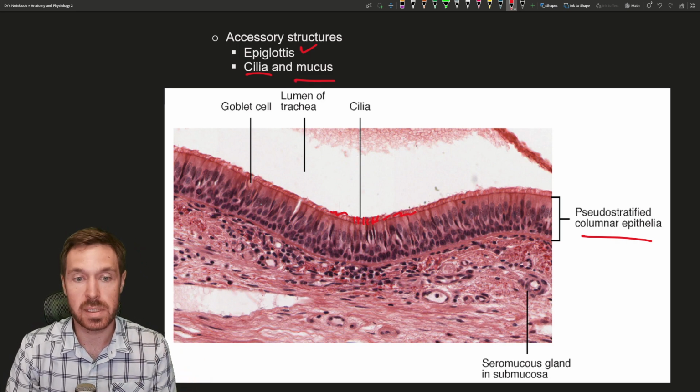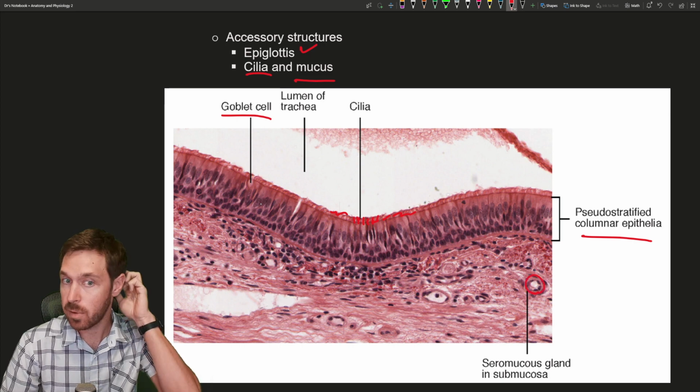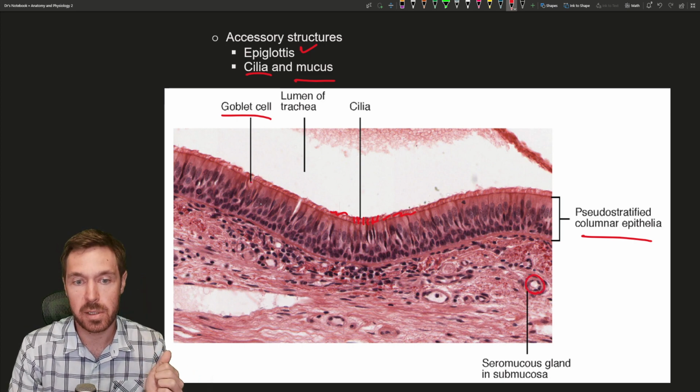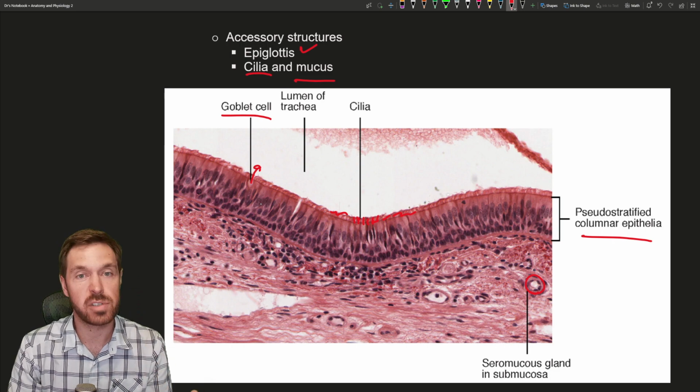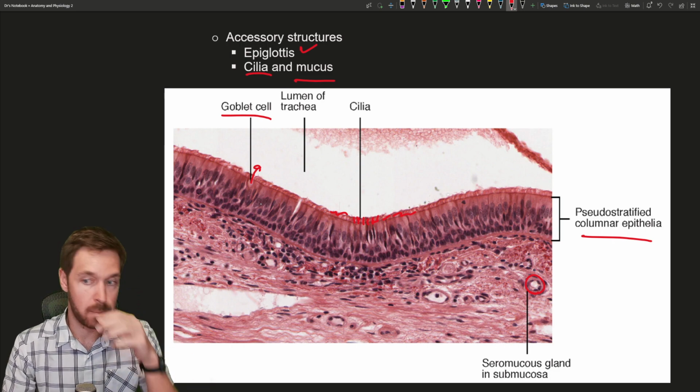Mucus then is the moist lining. It's a lubricating substance and a very important part of your respiratory tract, and that's produced by goblet cells and also some seromucous glands deeper down in here. But these goblet cells are releasing mucin, which dissolves in an aqueous environment and then becomes mucus.